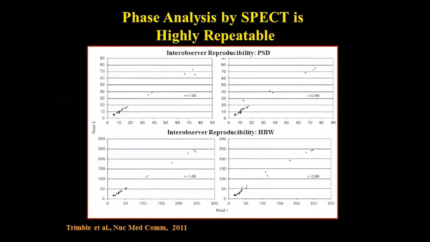Phase analysis is highly repeatable. This is true not only for SPECT but also for ERNA. The error is less than 1%, partly because it's a semi-automated technique. There is very little user involvement. The softwares, as you would process your SPECT images, would throw out the dysynchrony information as well. And this just stems from the reproducibility of radionuclide imaging in general, and not just the assessment of dysynchrony.